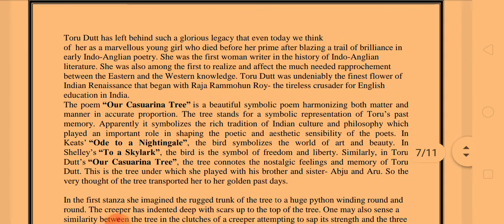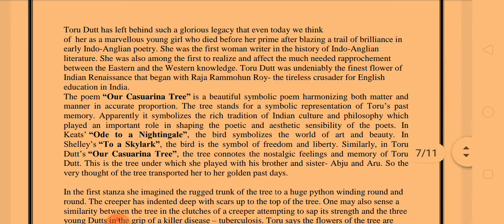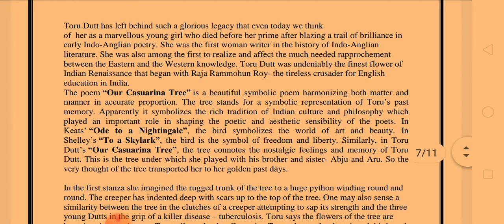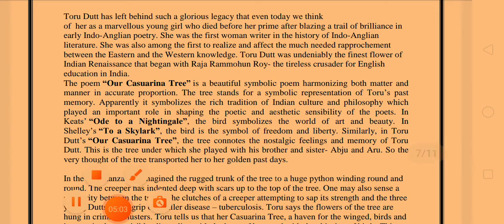In Keats' Ode to a Nightingale, the bird symbolizes the world of art and beauty. In Shelley's Ode to a Skylark, the bird is a symbol of freedom and liberty. Similarly, in Toru Dutt's Our Casuarina Tree, the tree connotes the nostalgic feeling and memory of Toru Dutt. This is the tree under which she played with her brother and sister, Abju Dutt and Aru Dutt. So the very thought of the tree transported her to her golden past days.